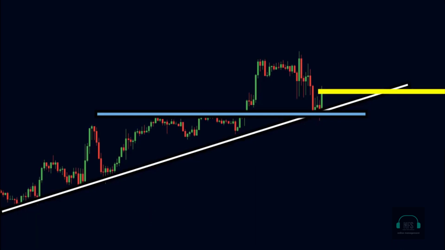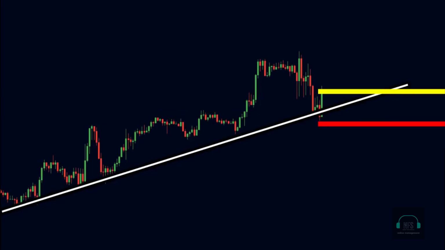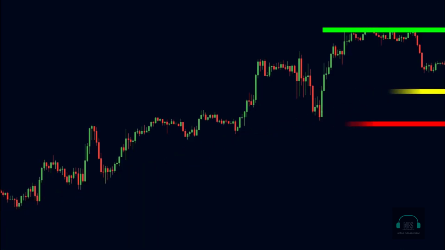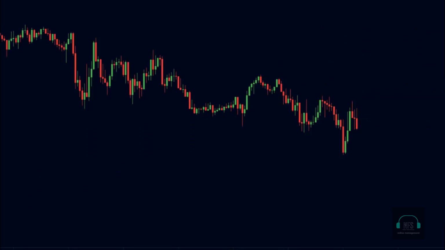We will keep our stop loss below the trend line, and we can keep our target at 2:1 risk to reward ratio. And as you can see, the price reached our target. Let us now look at a sell trade.